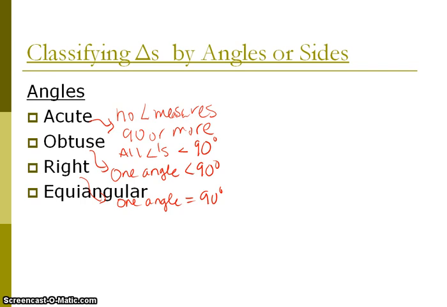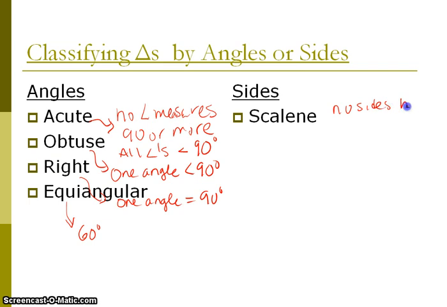Now, equiangular is another way, I don't know if you've heard of it, to classify triangles, but that means all the angles are equal. And for that to be the case, what must they all be? 60 degrees. And this would also then be an equilateral triangle. But when we say equilateral, we're defining by sides. So if we look at definition by sides, the first one is scalene. No sides have the same measure in a scalene triangle. They're all different.